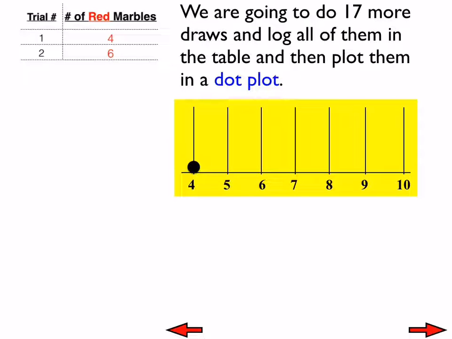Then the second draw, we got 6, so let's put a dot on the 6. Then on the third draw, or the third trial, we drew 9 red marbles out of the 10, so we put a dot on the 9. So those are the 3 trials we already did. All right, so let's do some more trials. 4th trial, we drew 8, so fill that in the table, and then fill that in on your dot plot.